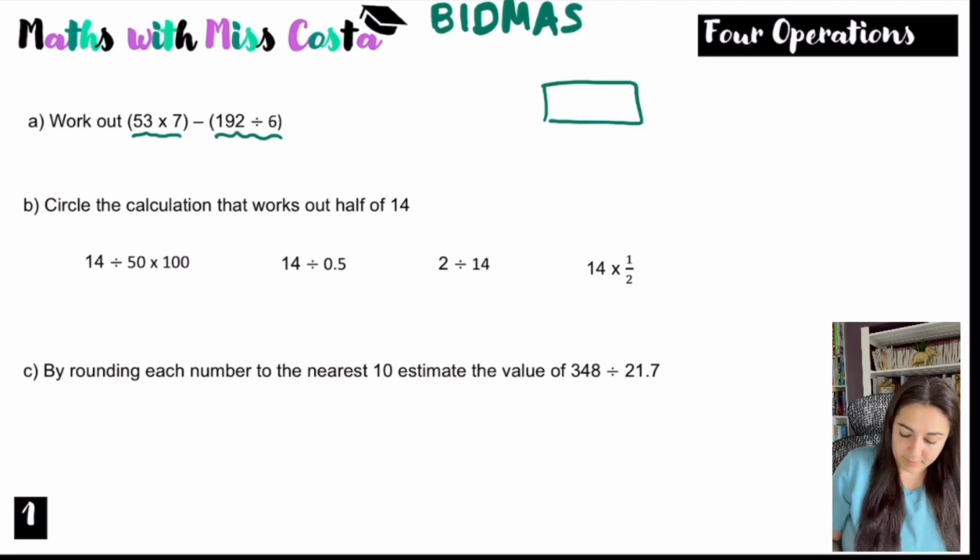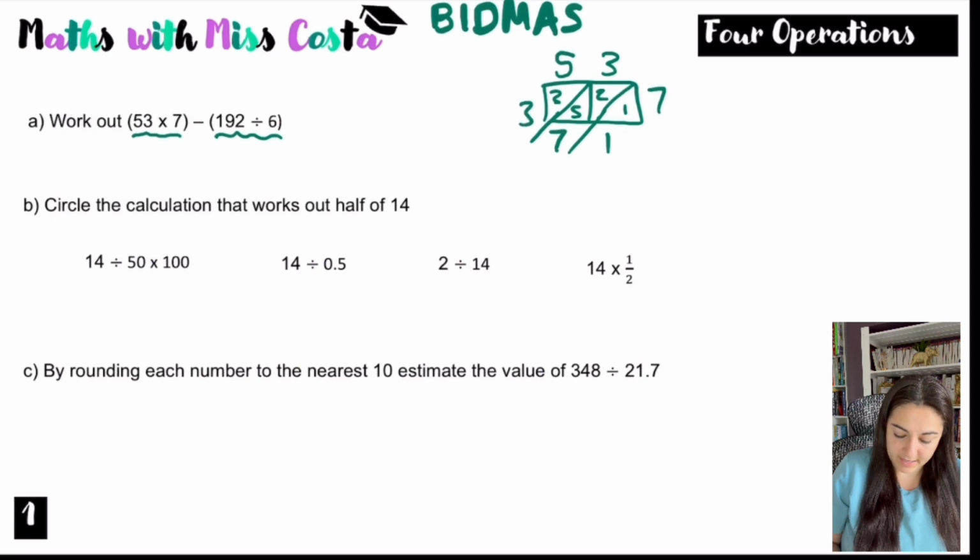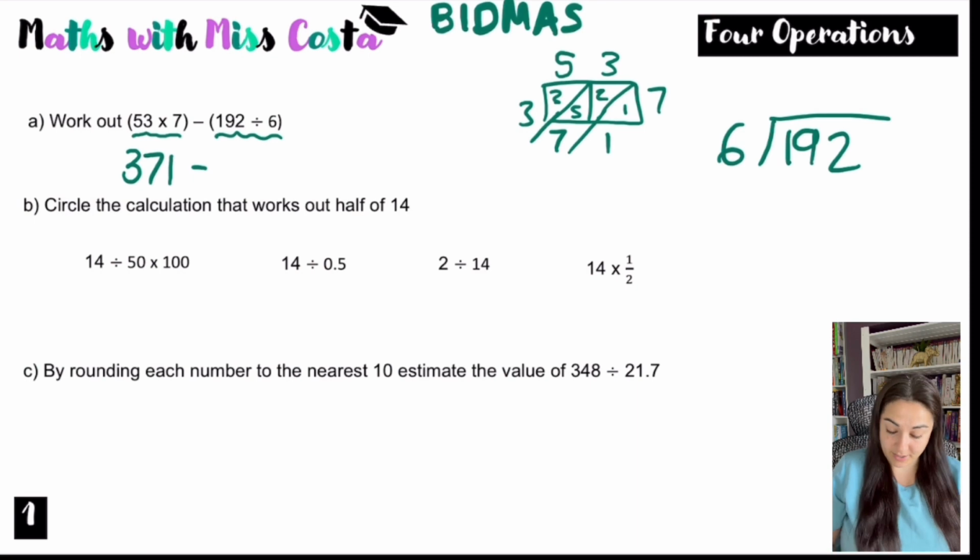So 53 times by 7, I'm going to use the lattice method here. You can use whatever way you like. 3 times 7 gives me 21, 5 times 7 gives me 35, and then I just add along the diagonals. So that would be 1, 2 plus 5 is 7, and 3. So 53 times by 7 is 371, and then I'm going to do 192 divided by 6. So how many times does 6 go into 1? 0, remainder 1. How many times does 6 go into 19? Well, I know 6 times 3 is 18, so that's 3 times, remainder 1.